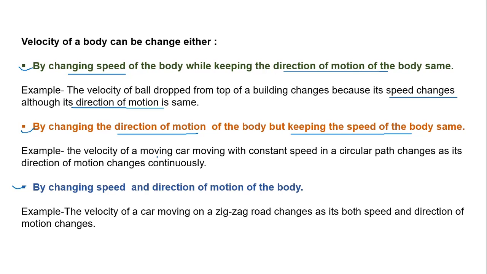Suppose a car is moving with a constant speed in a circular path. In this case, the speed is constant, but when the car is moving in a circular path, the direction of motion changes continuously. And in the last case, by changing both speed and direction of motion. When a car moves in a zigzag road, in this case, both speed and the direction of motion of the object change.